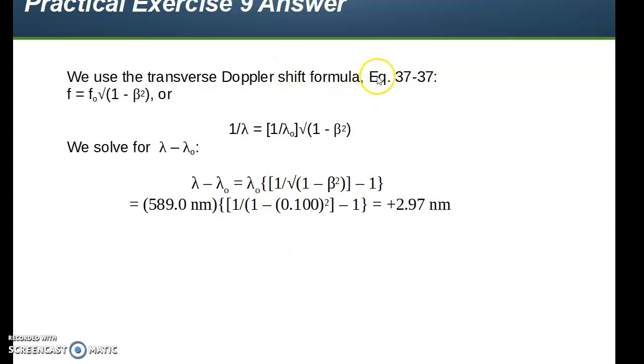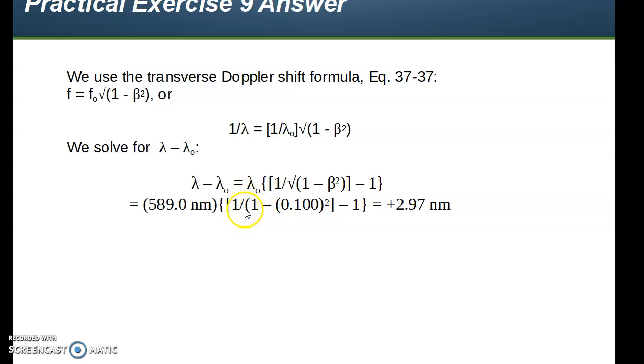Okay, what we do is we use equation 37-37, which is the transverse Doppler shift formula, and solve for 1 over lambda, which is for the frequency, in this sort of a form right here. Then you rearrange this and solve for lambda minus lambda 0. And that is this right here, lambda, and it's 1 over the square root of 1 minus beta squared minus 1, right? And so this is 589 nanometers. 1 divided by 1 minus this value right here.